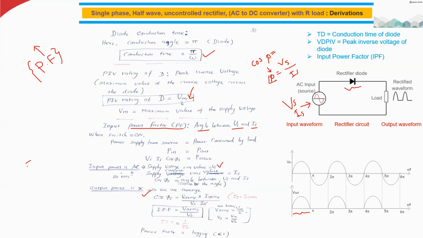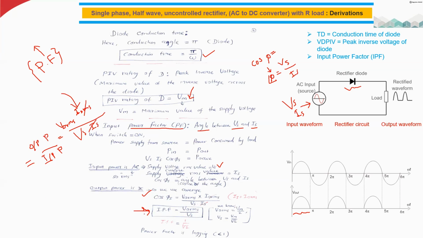So it's the same actually. This is the output power divided by input power. Output power is VORMS times IORMS, and input power is VS times IS. Actually, according to Kirchhoff's law, input power is equal to output power, especially the current. Input current and output current are the same, so I cancel this. So VORMS divided by VS. This is the formula for input power factor.